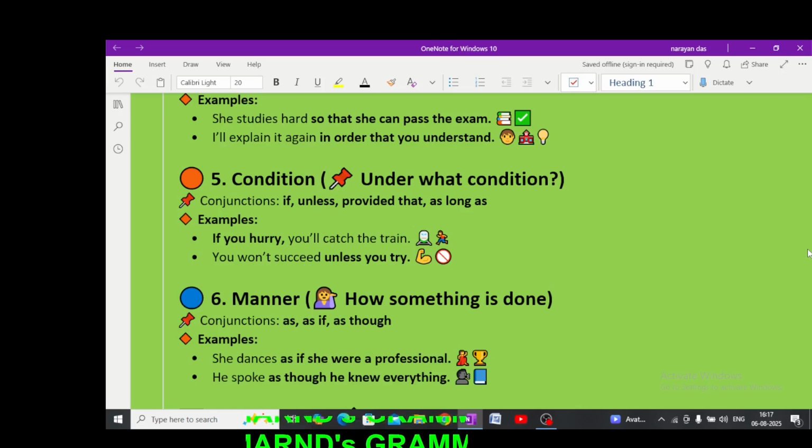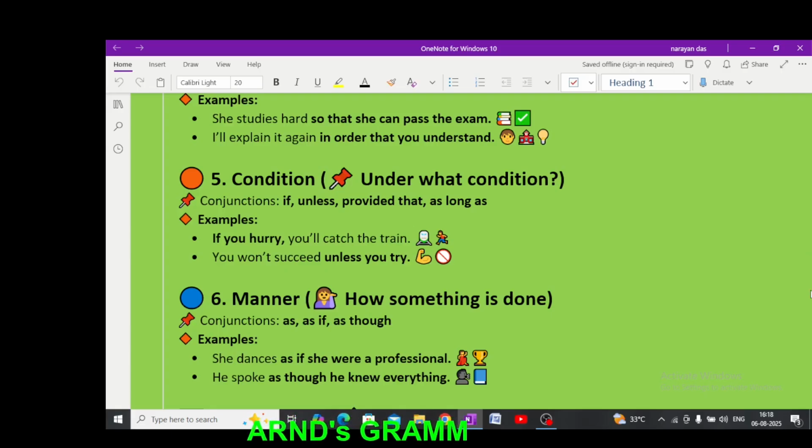Now, you will catch the train under what condition? The condition is if you hurry, if you make a hurried action. You won't succeed unless you try. Now, unless you try is the adverbial clause of condition, and you won't succeed is the main clause. Under what condition won't you succeed? Unless you try. That is, if you do not try, you won't succeed. So unless you try shows the condition under which you can succeed.